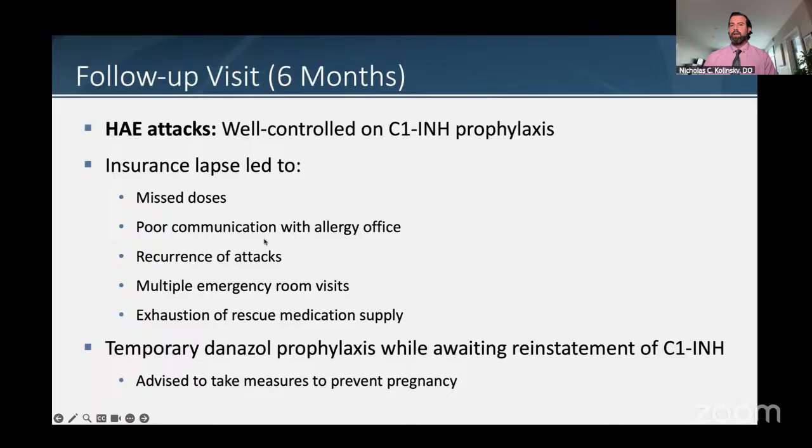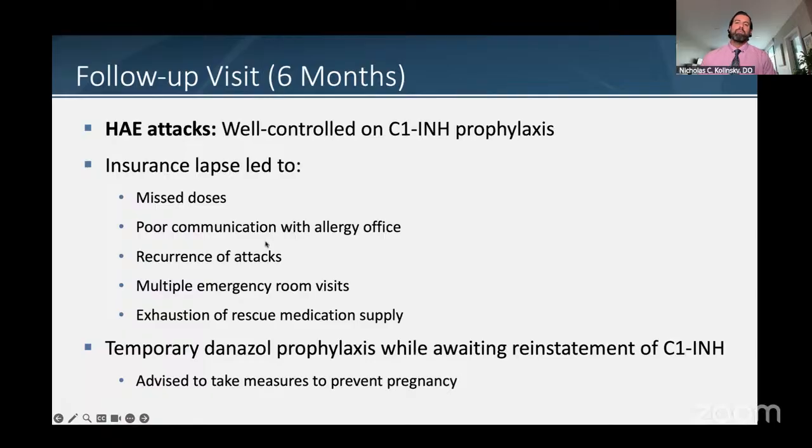So her HAE attacks, this is a follow-up visit at 6 months, were well controlled on C1 inhibitor prophylaxis, but then she had a change in her insurance and she was dropped off basically on getting this medication. There was poor communication with the office. The office wasn't aware that she wasn't getting the medication. She was having some breakthrough attacks, but then not letting us know about those attacks. And she ended up going to the ER and urgent care multiple times, and she's going through all her icatibant very, very quickly. So she's using multiple doses all in one day. And now she follows up with us in clinic, and we learn of these things.